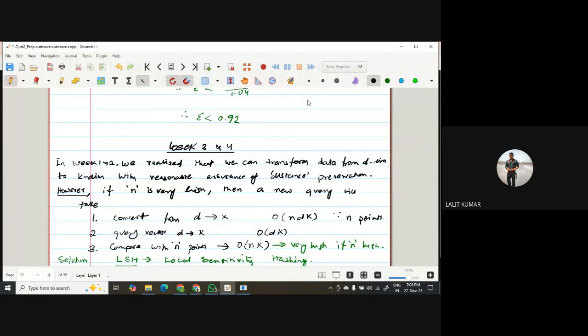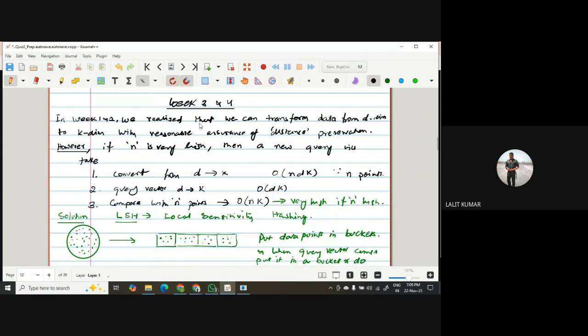So in week 3 and week 4, there are two different concepts which have been covered. Week 3 is a continuation from week 1 and week 2. Basically, if we have got a data set where n is very, very large, then by using the JL lemma we cannot do the calculations because it becomes computationally expensive.